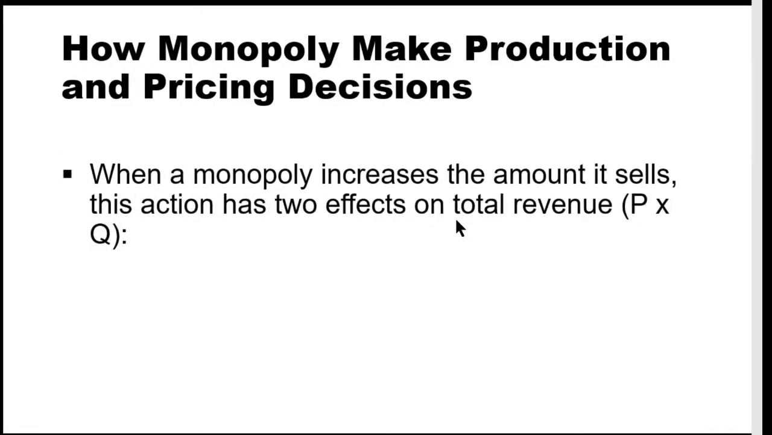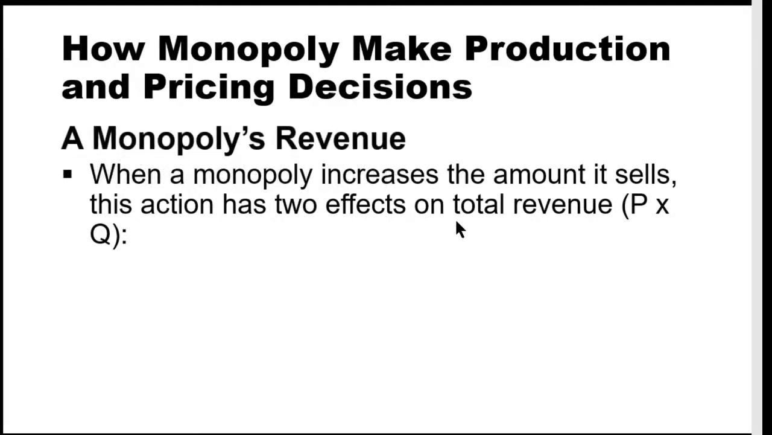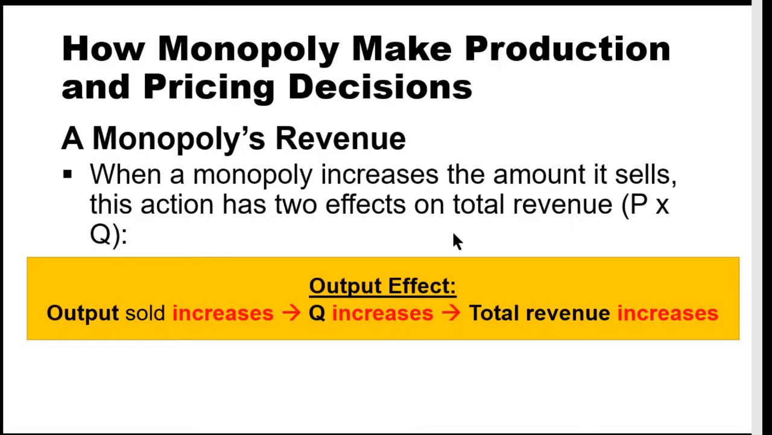So when a monopoly increases the amount it sells, this action has two effects. So if it increases the amount, what will happen? To get the revenue, remember that's price times the quantity. The first effect would be the output effect, wherein when it sells more, the total revenue will increase.